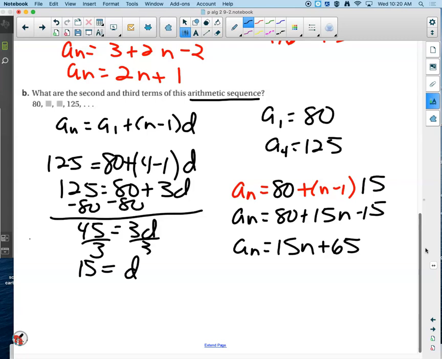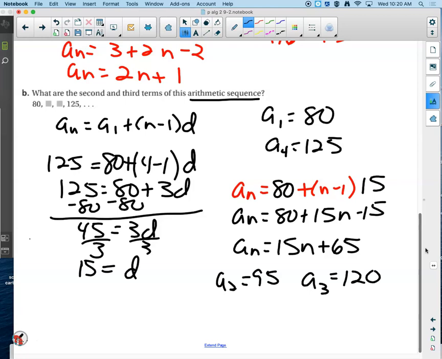Yes, second and third terms. So again, maybe you do this in your noggin, maybe you grab a calculator, but 15 times 2 is 30, 30 plus 65 is 95, and 15 times 3 is 45, 45 plus 65, what'd you get? Good.